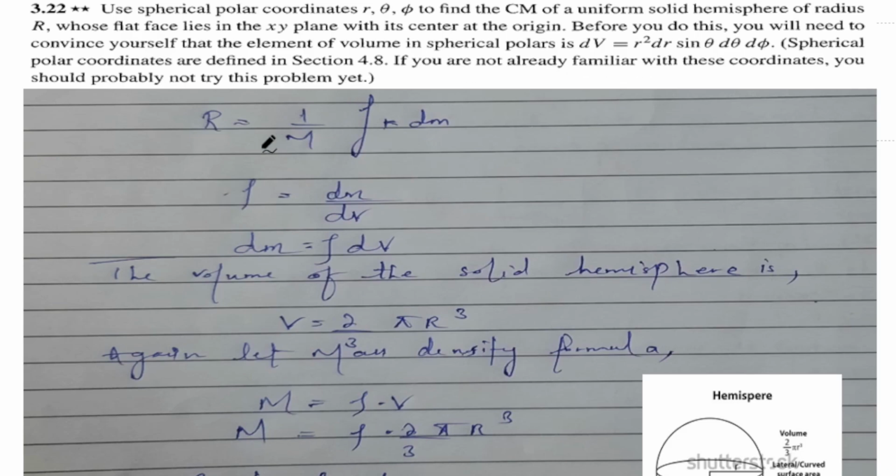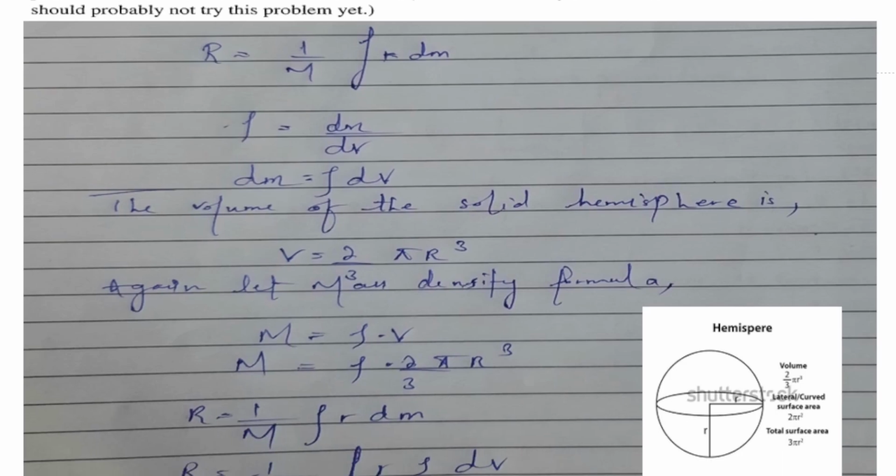Now first you have to consider the formula for center of mass, and this is the density, which equals mass per unit volume. Now you have to arrange it, so you will get the value of mass, which is the density times volume. Further, you can see the volume of the solid hemisphere, which is already given, so you can prove it by yourself, which can be shown in the diagram.